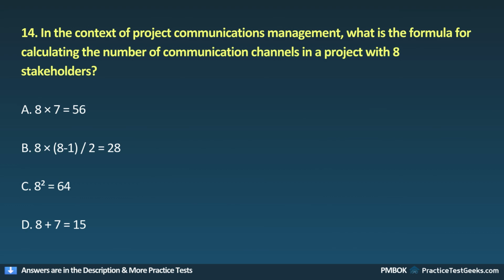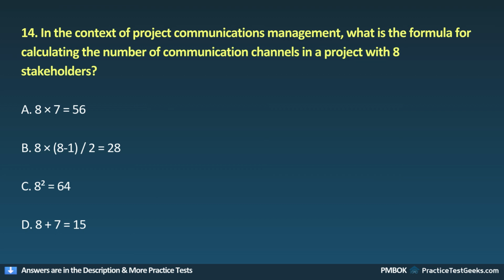14. In the context of project communications management, what is the formula for calculating the number of communication channels in a project with 8 stakeholders? A. 8 times 7 equals 56. B. 8 times (8 minus 1) divided by 2 equals 28. C.